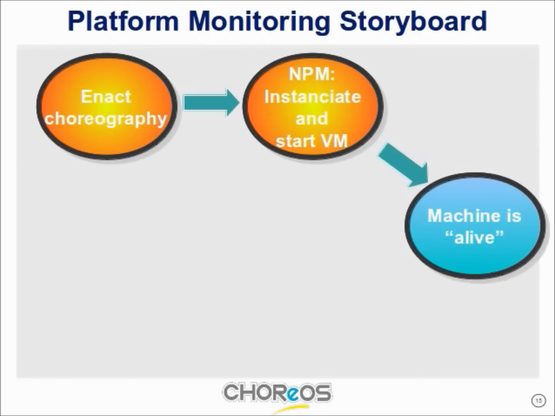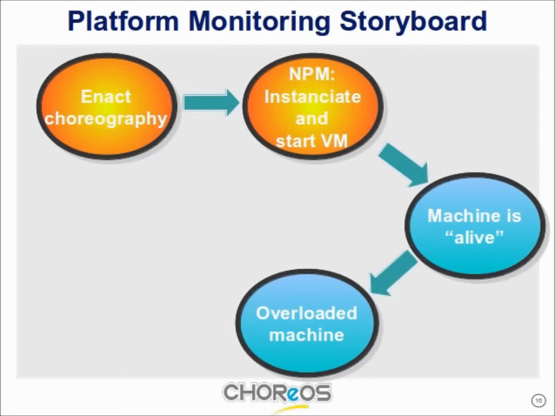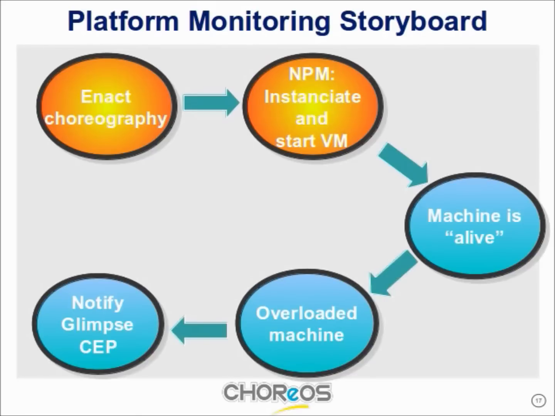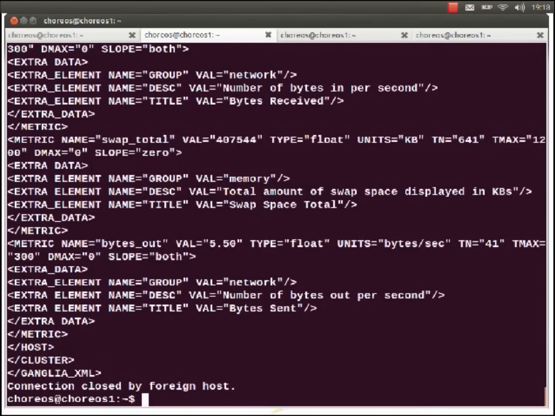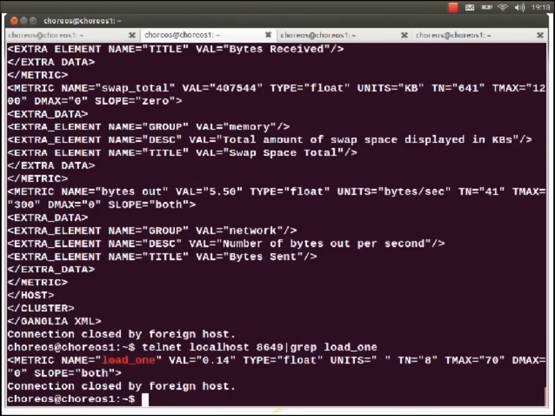We will see that this machine is currently idle, periodically notifying the complex event processor that it is alive. We will then create an excess load on the machine and verify that in turn it sends a notification to the complex event processor. Ganglia provides a lot of information, but right now we're only concerned with load1, the load average for the last minute, so we can filter for it.